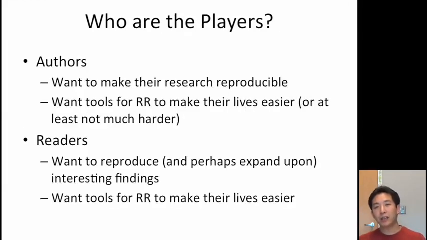It's important to realize that there are multiple players when you talk about reproducibility. There are different types of parties that have different types of interests. Roughly speaking, there are authors who produce research, and they want to make their research reproducible, and they need tools to make their lives easier. And then there are also readers who are reading research, and they want to reproduce that work, and they also need tools to make their lives easier.